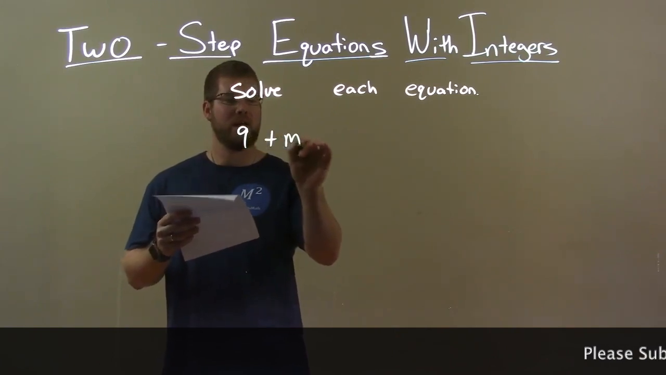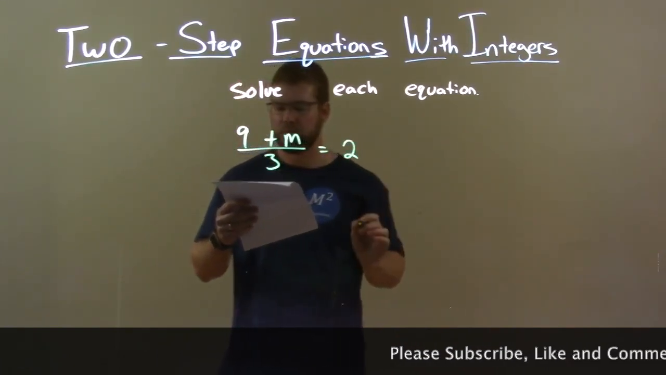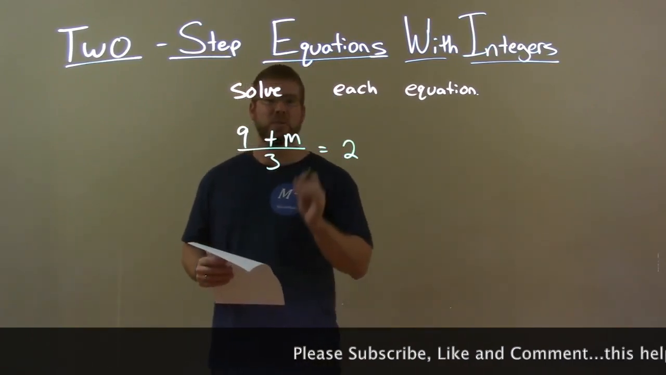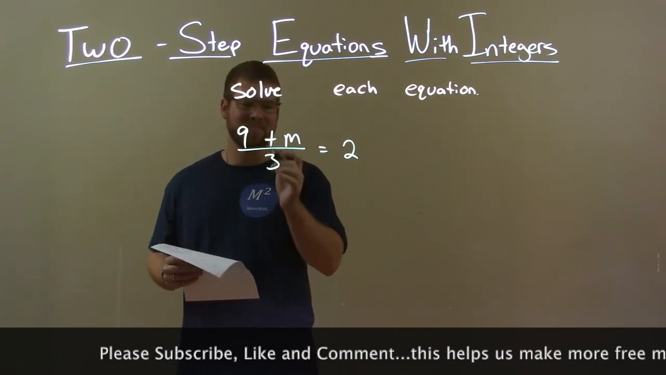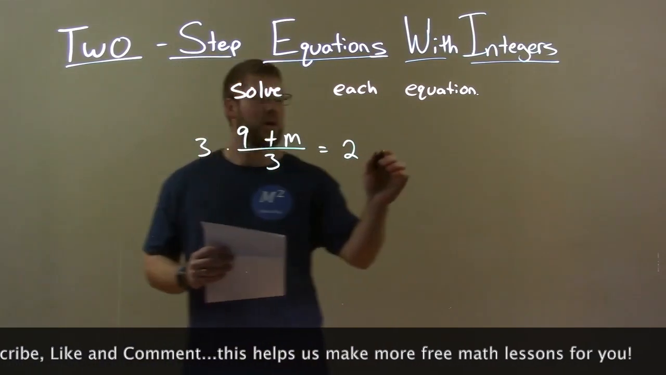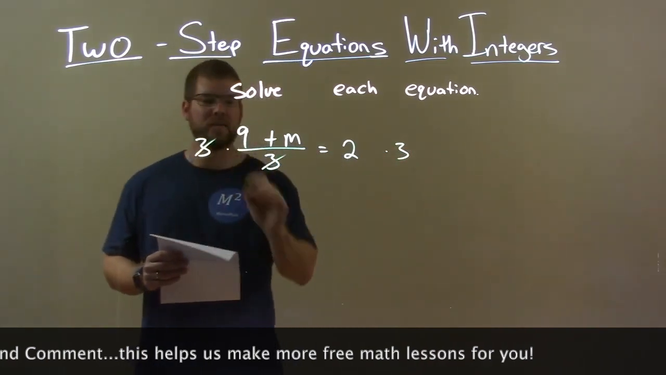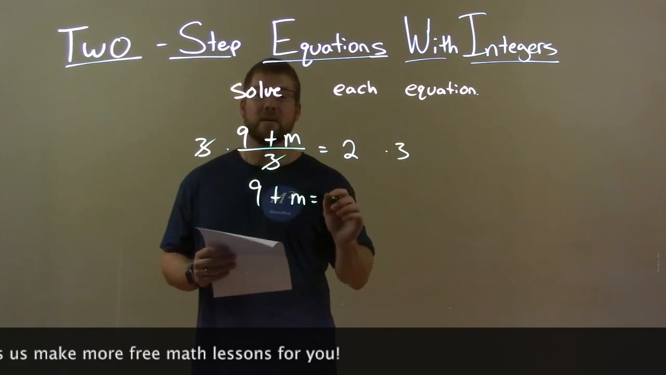9 plus m over 3 equals 2. First thing I want to do, overall goal, is get m by itself. To do that, we're dividing by 3 here. Opposite of division, multiplication. Multiply both sides by 3. 3's cancel, leaving me with 9 plus m on the left. 2 times 3 is 6.